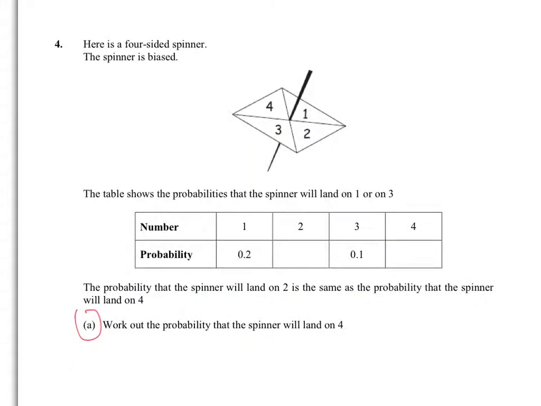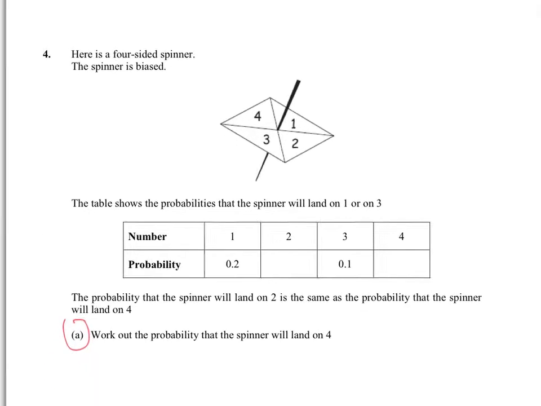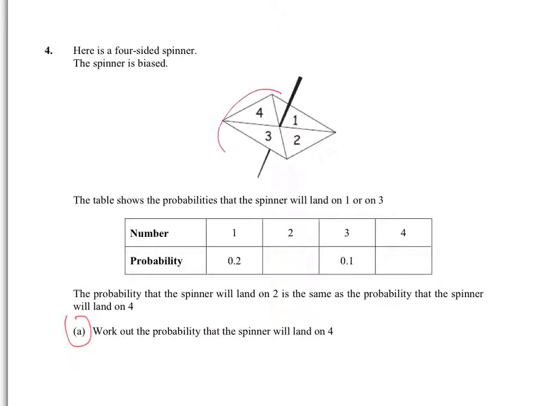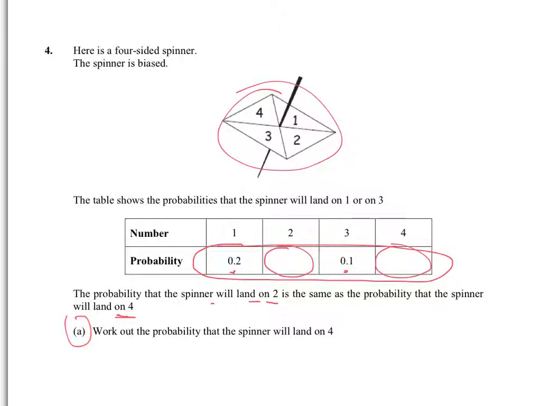Okay, we've got a four-sided spinner. The table shows the probability the spinner will land on 1 or 3. Now, if you look at the spinner, it has to land on 1, 2, 3 or 4. So these 4 probabilities in the table have to add up to 1. The probability that the spinner will land on 2 is the same as the probability that the spinner will land on 4. So I know that this number here and this number here are both the same.